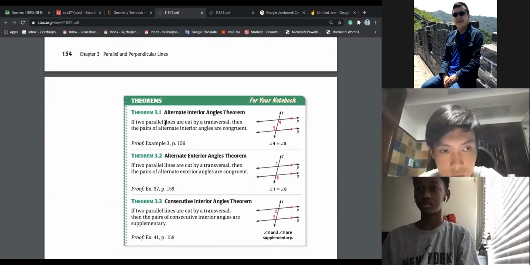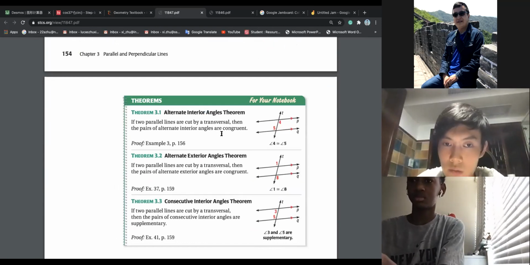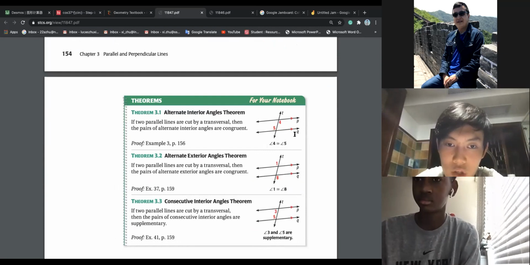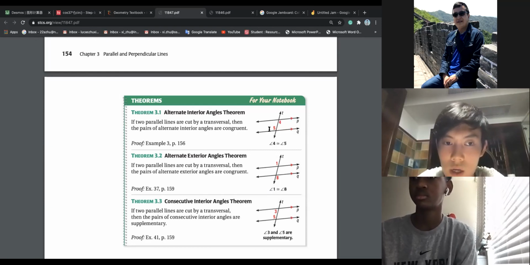And also here, there's a lot of theorems. See, alternate interior angles theorem. If two lines, in this case line P and Q, have to be parallel to each other, and they're also cut by a transversal, the alternate interior angles are congruent. The measurements of the alternate interior angles are equal to each other. And alternate exterior angles are also equal to each other. They are congruent.